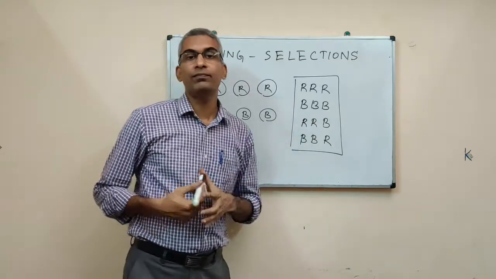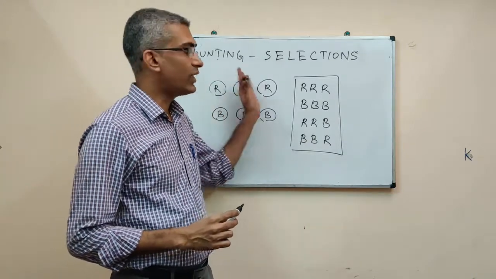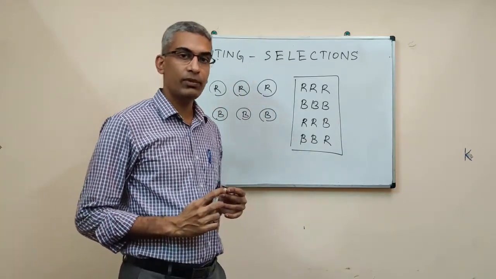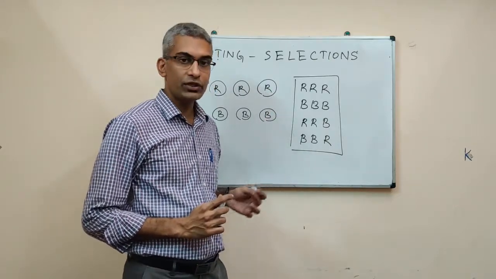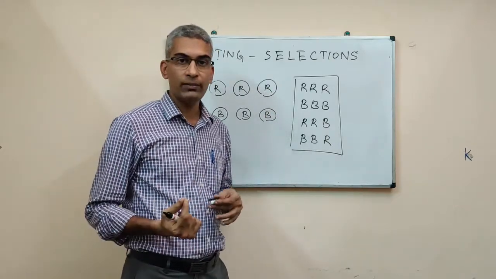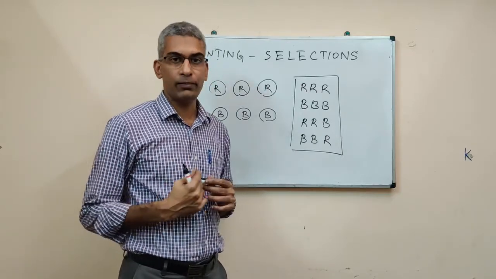Now in this discussion, we had looked at counting problems where selection is involved. The difference between permutation and combination or selection is that in permutation or arrangement, the order is important, whereas in selection or combination, the order is not important.